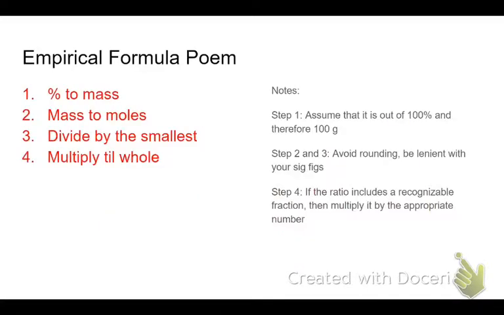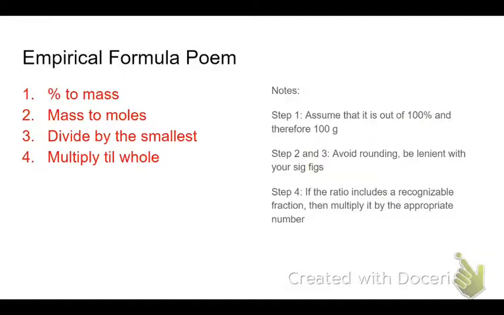All right, so the empirical formula poem: percent to mass, mass to moles, divide by the smallest, and multiply till whole. We're going to use these steps right here for even the most complicated chemical analysis problems. It's always those 4 steps right there.